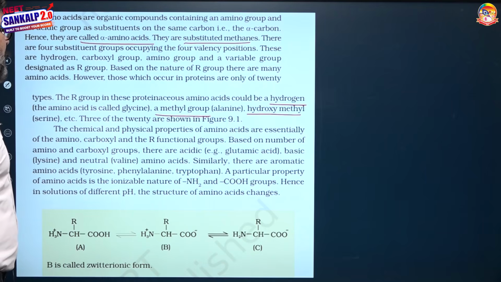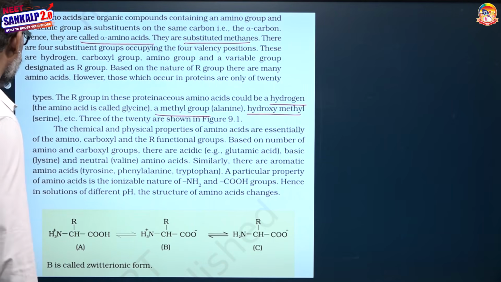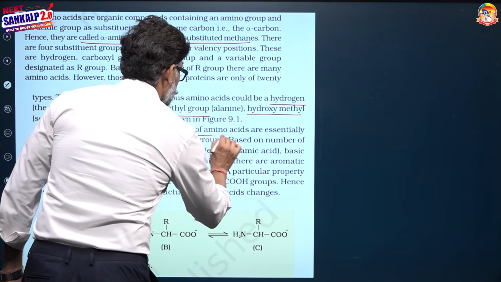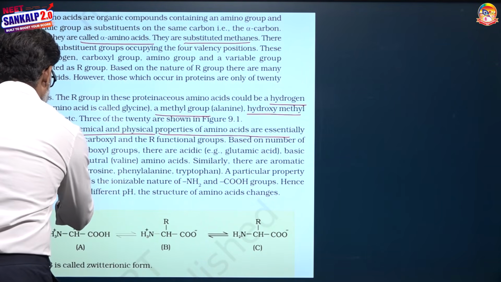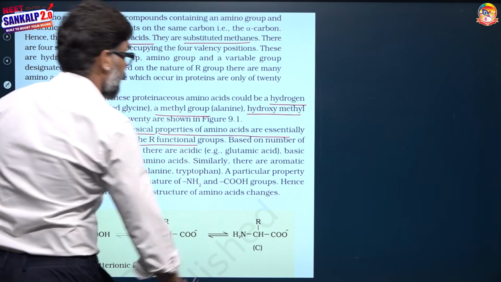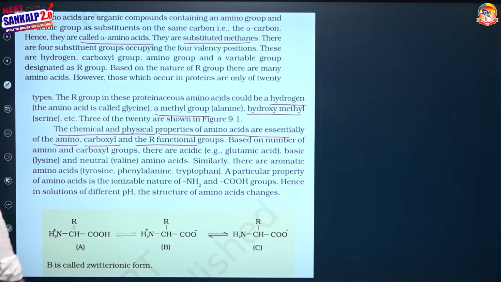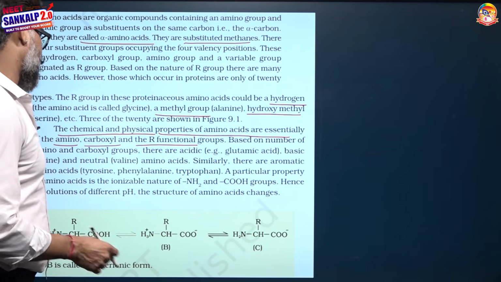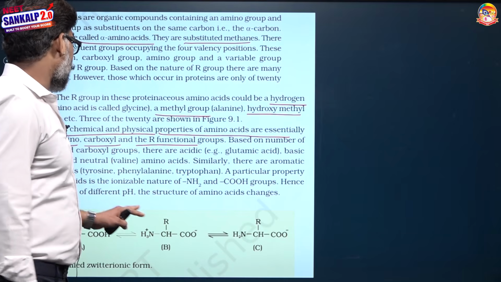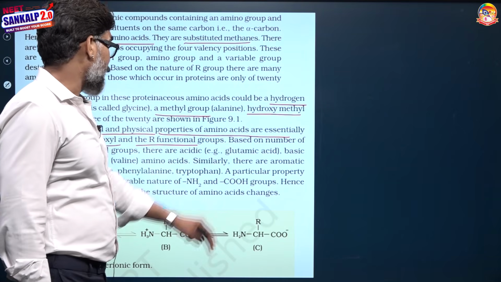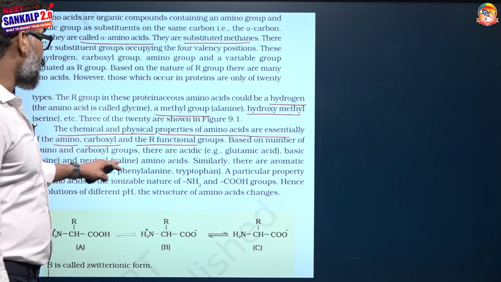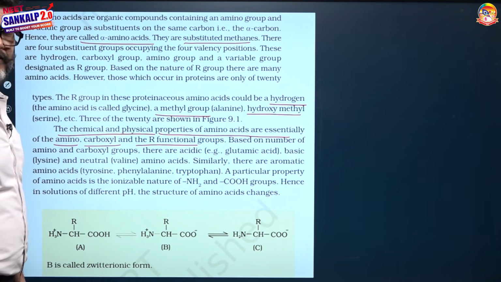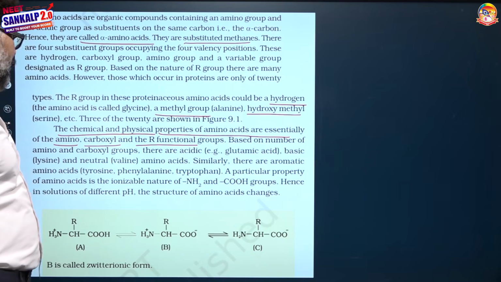The chemical and physical properties of the amino acids are essentially of, very important paragraph, the chemical and physical properties of the amino acids are essentially of the amino group, carboxyl group and the R group. Based on the number of amino groups and carboxyl groups, amino acids may be acidic, alkaline or neutral. Here examples are given: glutamic acid is acidic, lysine is basic and valine is neutral. So valine is a neutral amino acid; lysine, arginine, histidine, all three are basic or alkaline amino acids.